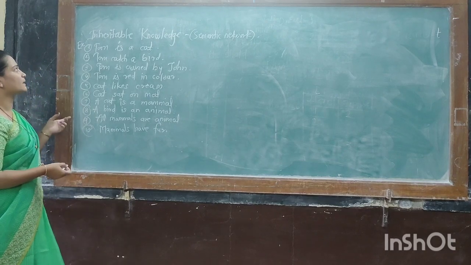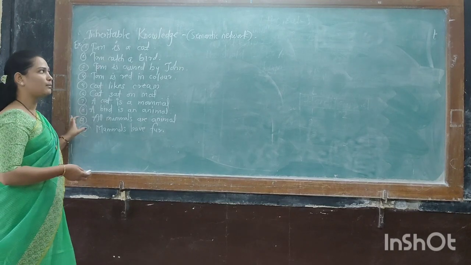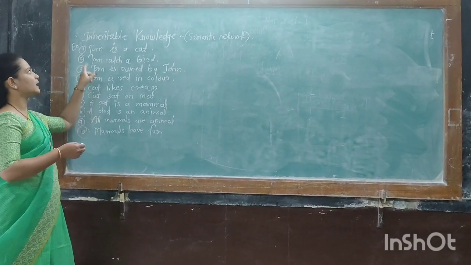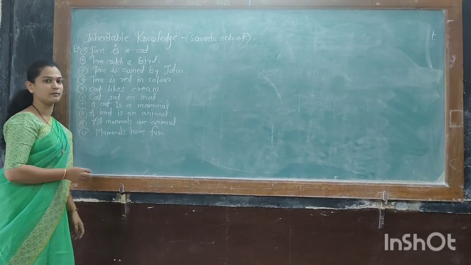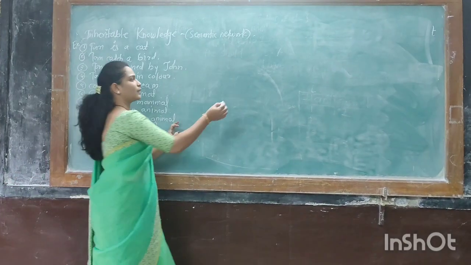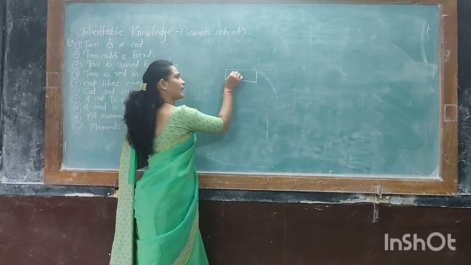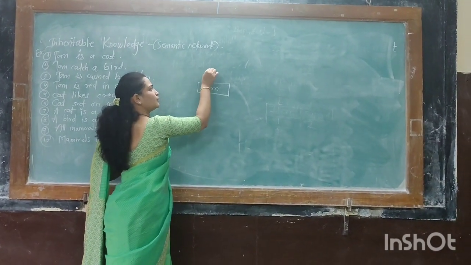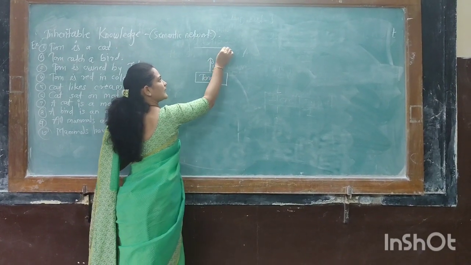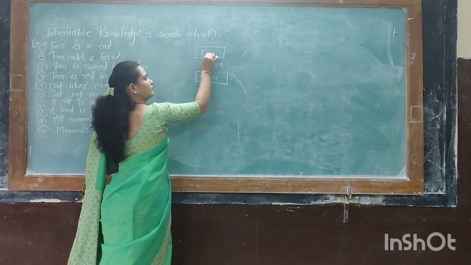Let's see one example. In that example, you are given some statements, and by using the statements, you have to represent the knowledge by using inheritable knowledge representation. So, the first statement is Tom is a cat. We have to use some frames for representing this statement. For the first statement, two frames are used, and on the arrow we have to write "is a", which is the relationship between Tom and cat.